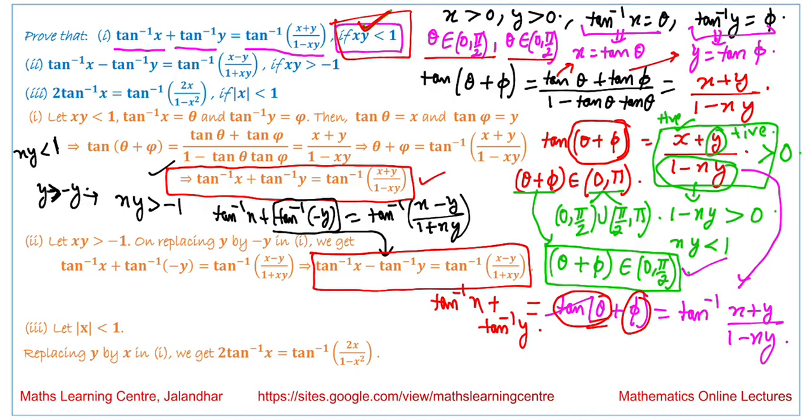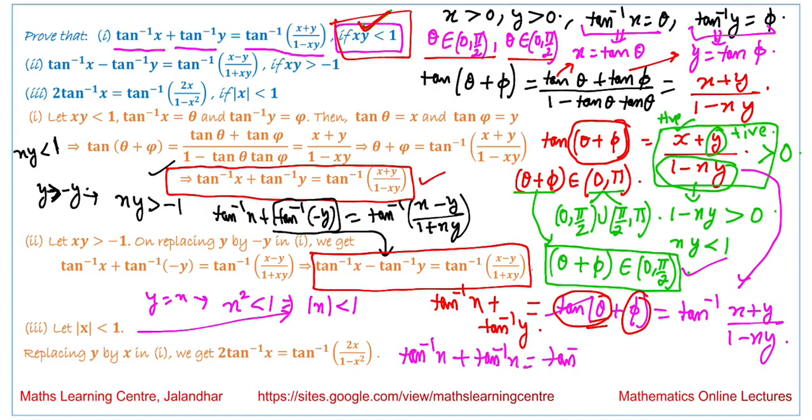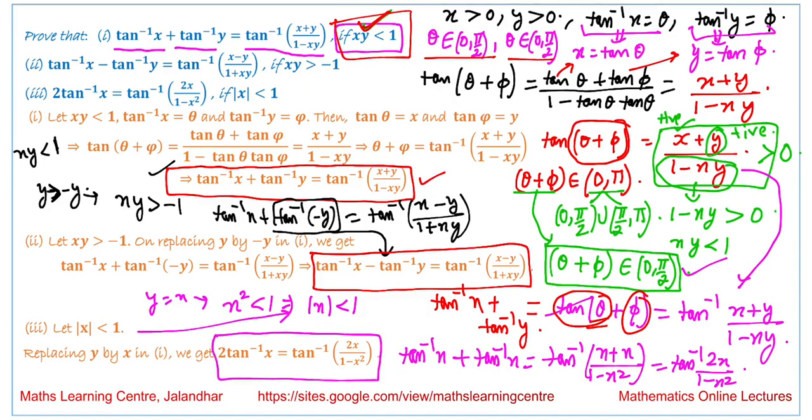And the last case we have is when we substitute y equal to x. So the condition becomes x square is less than 1. It means mod of x is less than 1, and the formula becomes tan inverse of x plus tan inverse of x, that is equal to tan inverse of (x plus x) over (1 minus x square), that is equal to tan inverse of 2x over 1 minus x square. So the formula we obtain is 2 tan inverse x equal to tan inverse of 2x over 1 minus x square, and the condition we get is mod of x is less than 1.